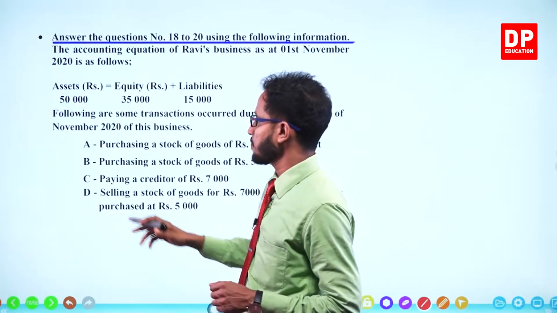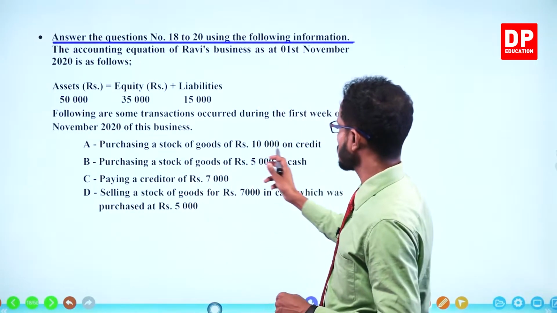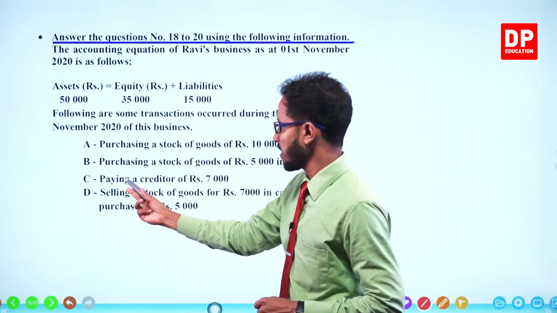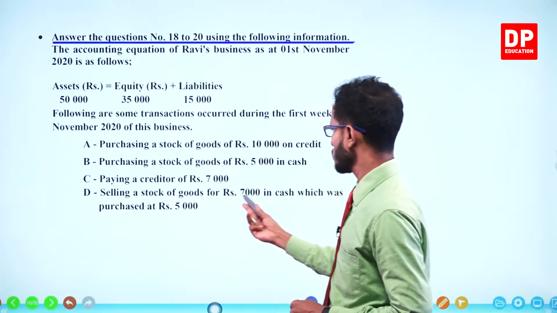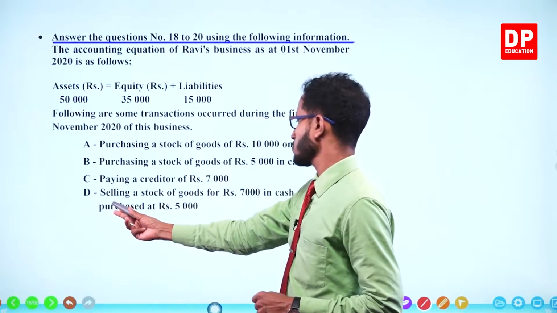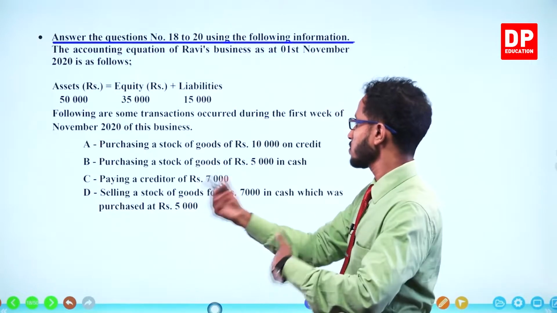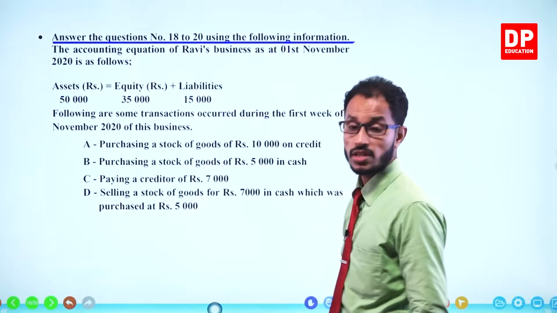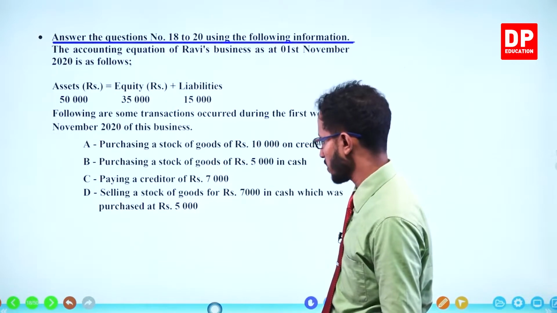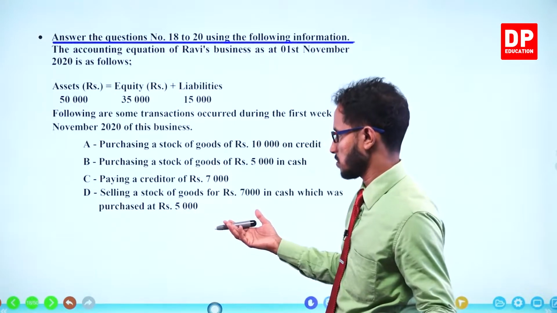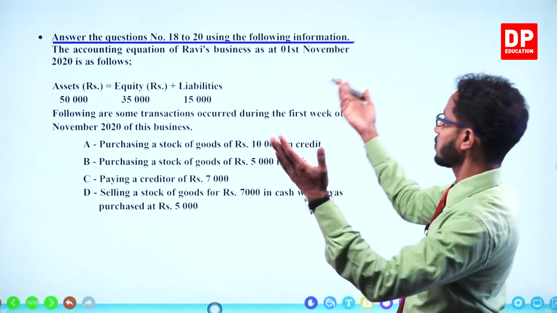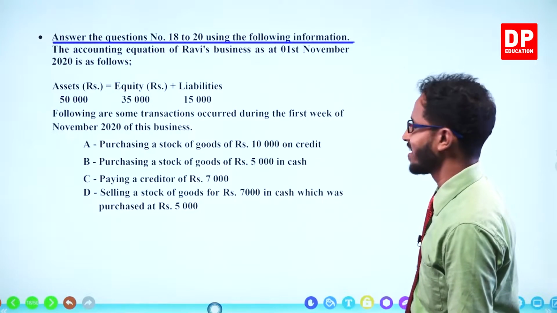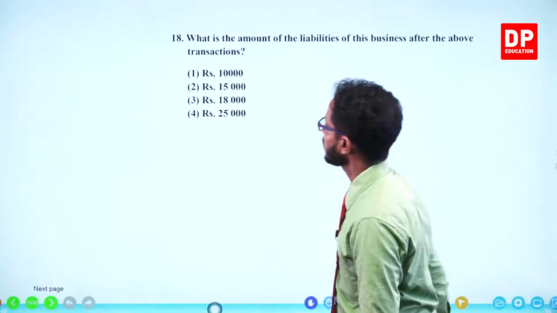A. Purchasing a stock of goods, 10,000 on credit. B. Purchasing a stock of goods, 5,000 in cash. C. Paying a creditor, 7,000. D. Selling a stock of goods for 7,000 in cash, which were purchased for 5,000. That's a profit too. So what are we supposed to do now? Information is given, so we must go to the question.